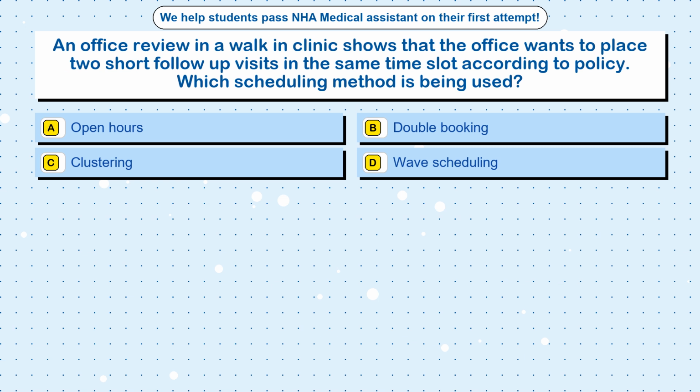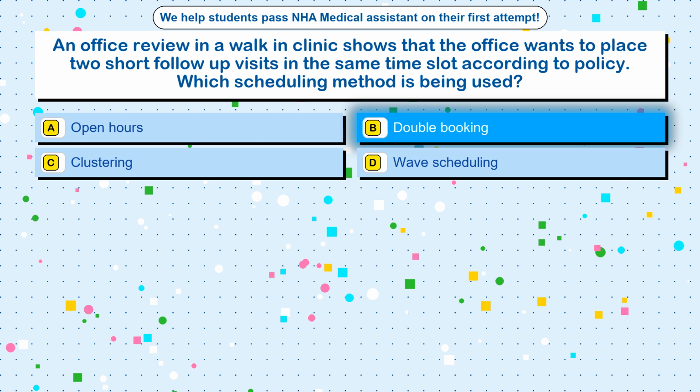Question 59. An office review in a walk-in clinic shows that the office wants to place 2 short follow-up visits in the same time slot according to policy. Which scheduling method is being used? Option A, open hours. Option B, double booking. Option C, clustering. Option D, wave scheduling. The correct answer is option B, double booking.